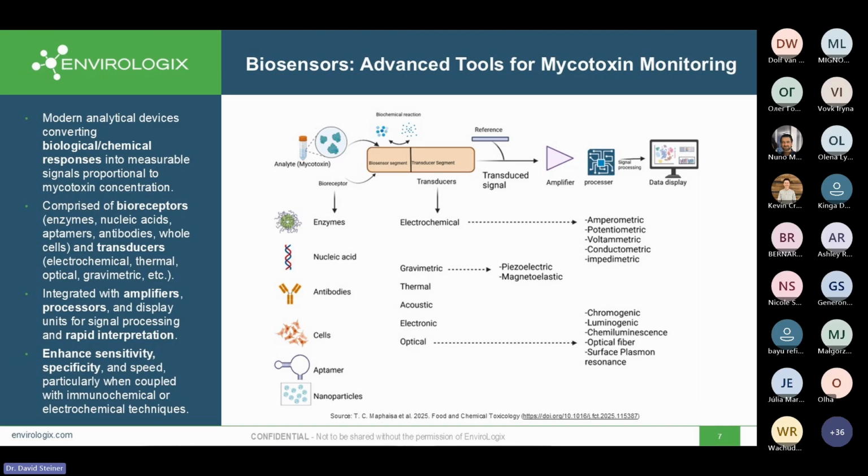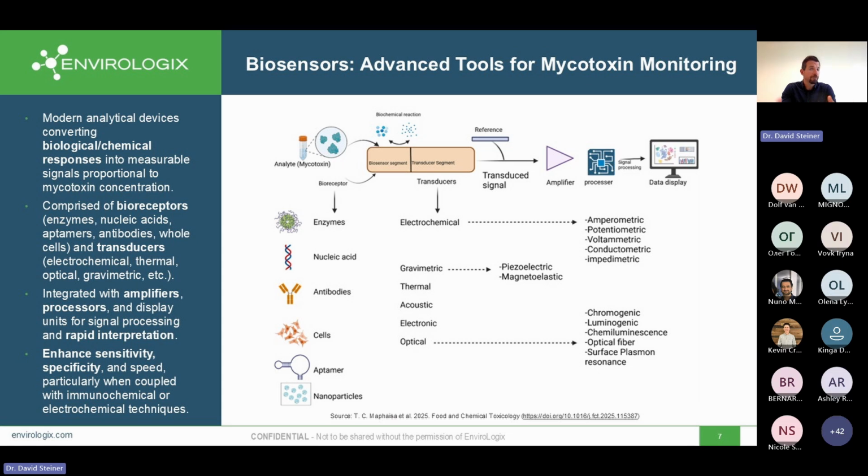So biosensors use a biological element, such as an antibody, an enzyme, or nucleic acid, to recognize the mycotoxin. When the binding occurs, it triggers a biochemical change that the transducer converts into a measurable signal. So this signal is then amplified and processed to give a quantitative or at least a semi-quantitative feedback. So we can say that biosensors are fast, field deployable, and also highly specific. They can detect multiple toxins at once and also help to guide targeted laboratory confirmation.